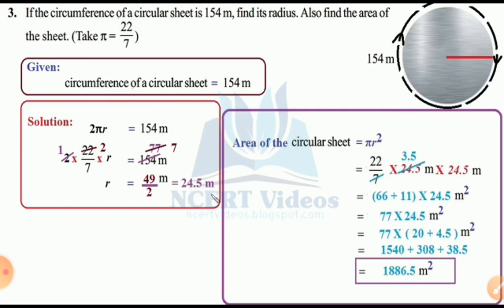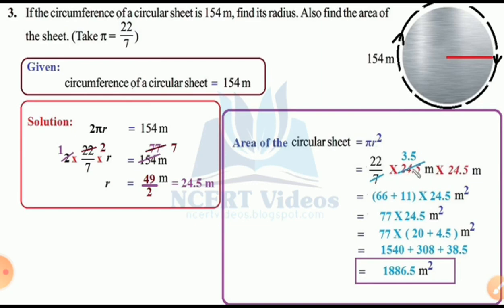Now look at question number 3. We get the circumference and area of the circle very clearly. If the circumference of a circular sheet is 154 meter, find its radius, also find the area of the sheet. Here they gave us pi is equal to 22 upon 7. Sometimes we have to take 3.14. What things are given? The circumference of the circular sheet is equal to 154.